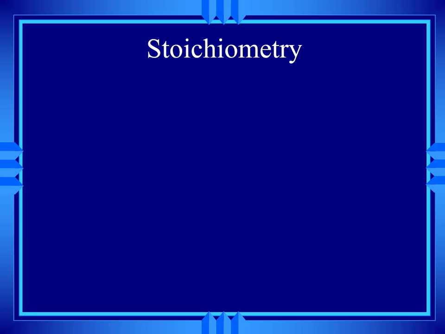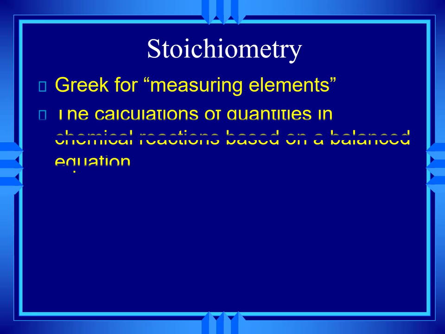Okay, stoichiometry. We said it was Greek for measuring elements, and that it was going to let us calculate how much stuff we made. Literally, stoich means element, metry for measuring. But if you look up the definitions, it's the calculations of quantities of chemical reactions based on a balanced equation. So you can't do stoichiometry until you can write a balanced equation. That's why we did it in that order.